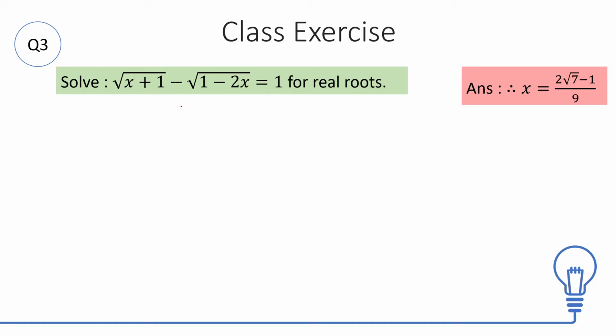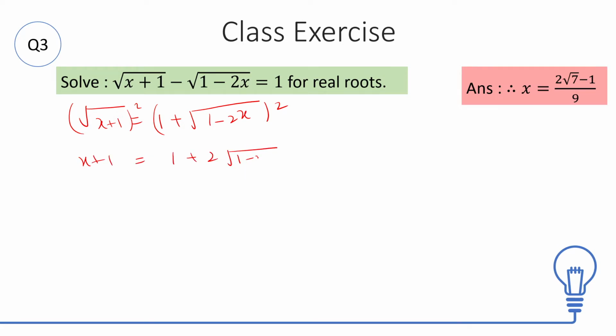The strategy is still the same. Keep one square root on one side. So x plus 1 equals 1 plus the square root of 1 minus 2x. Squaring both sides: x plus 1 squared equals 1 plus 2 times the square root of 1 minus 2x, that's the 2ab, plus 1 minus 2x. Okay, so now this is 1, this 1 and this 1 disappeared. So this is minus 2x, shifted to the other side is 3x minus 1 equals 2 times the square root of 1 minus 2x.